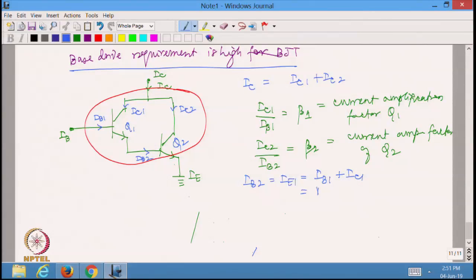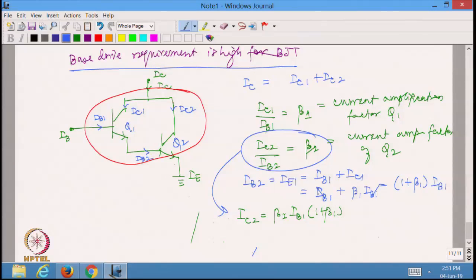IC1 I have to write as beta 1 times IB1. So I can write this as 1 plus beta 1 times IB1. That is what IB2 is. Now, I can write IC2 equals beta 2 times IB1 times 1 plus beta 1. Because I have written IC2 equals beta 2 times IB2, and IB2 is this. So I have essentially written this.